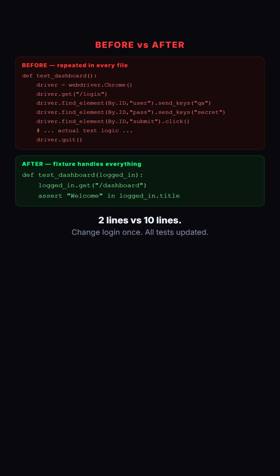Now imagine you have 30 tests that need a logged-in browser. With the old approach, changing the login flow means updating 30 tests. With Fixtures, you change one function.